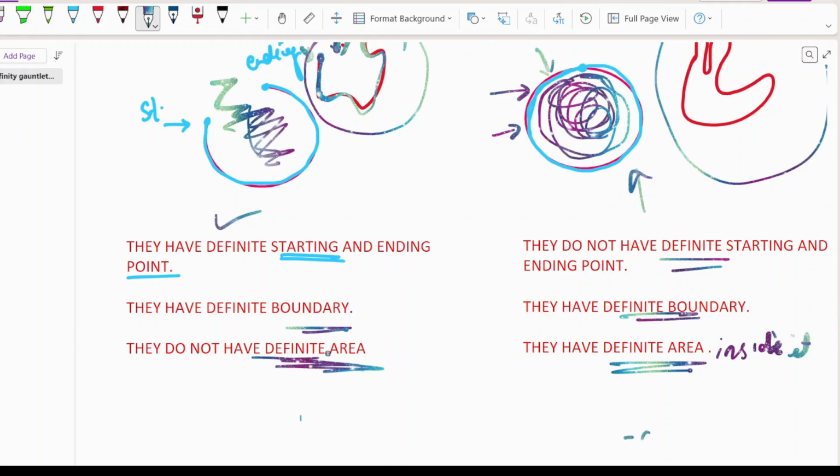Open shapes do not have any definite area. If I give you a punishment and make you stand over here, what will you do? You'll just roam here and there. Yes, I'm inside it, but there is no definite area.